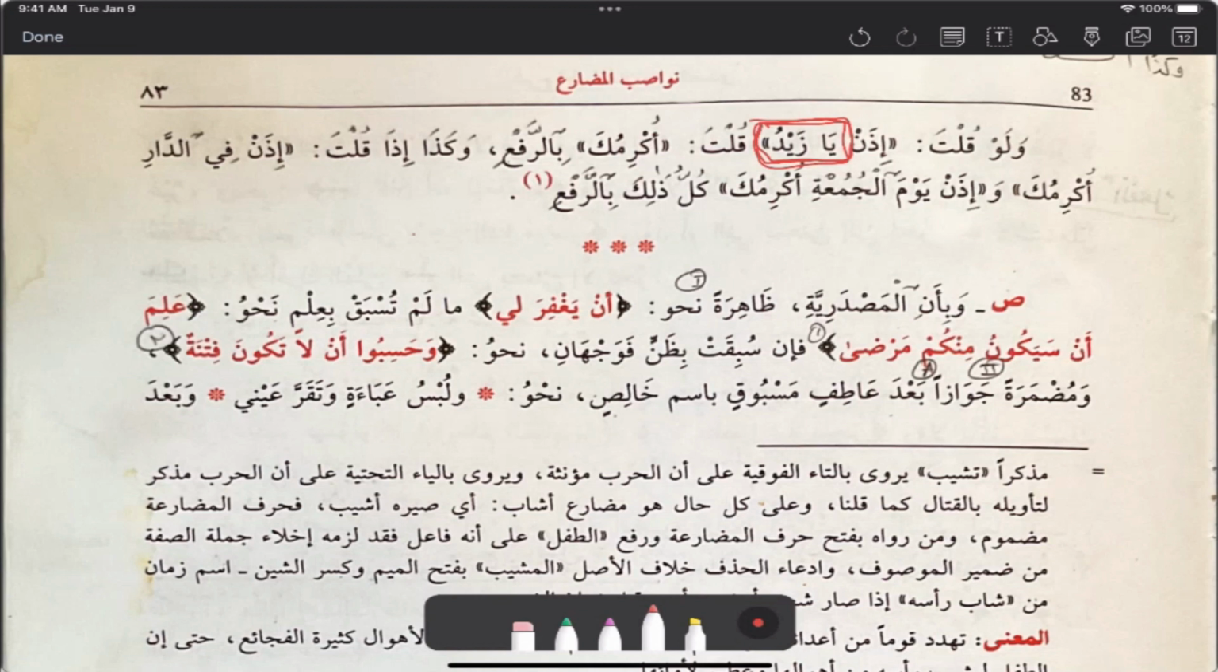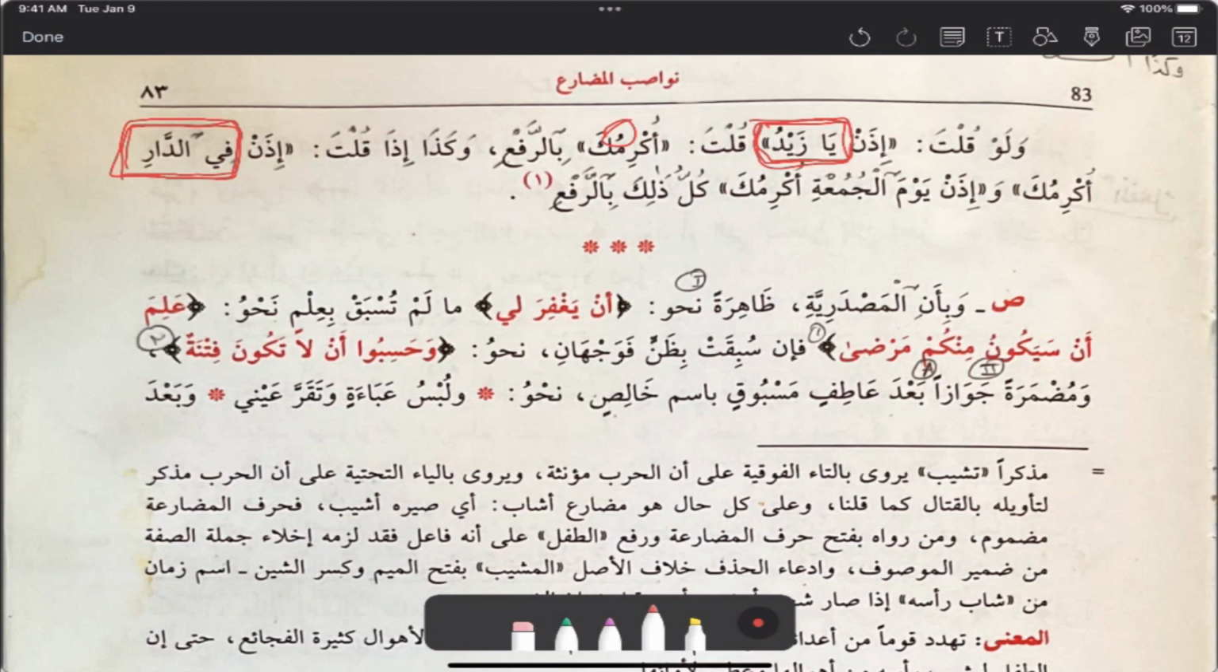So if you were to say, idhan ya Zaydu ukrimuk, that's correct with rafa, dhamma. Not ukrimak. Likewise, if you were to say, idhan fi al-dari ukrimuk, then in the house I will be hospitable to you. Here you have jar and majroor. That's also something that slides around in the sentence easily.